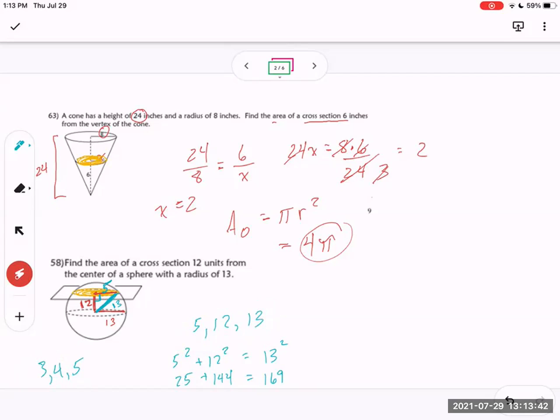Yeah. Now we know that the area of that yellow circle, again, it's just pi r squared, so it's just 25 pi. Very good.